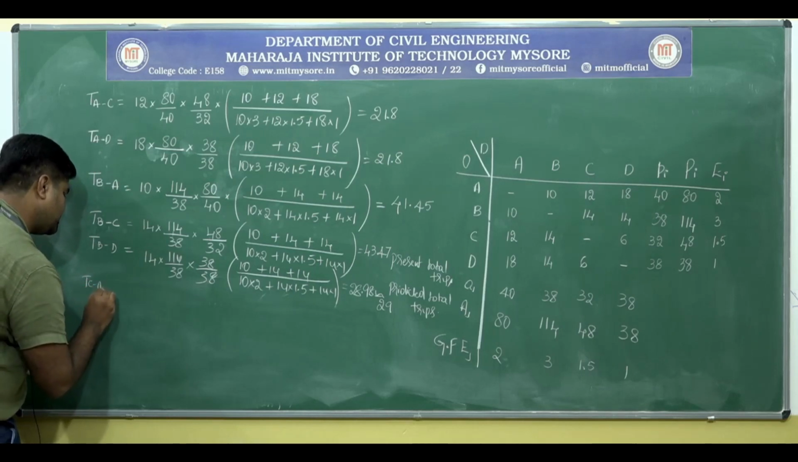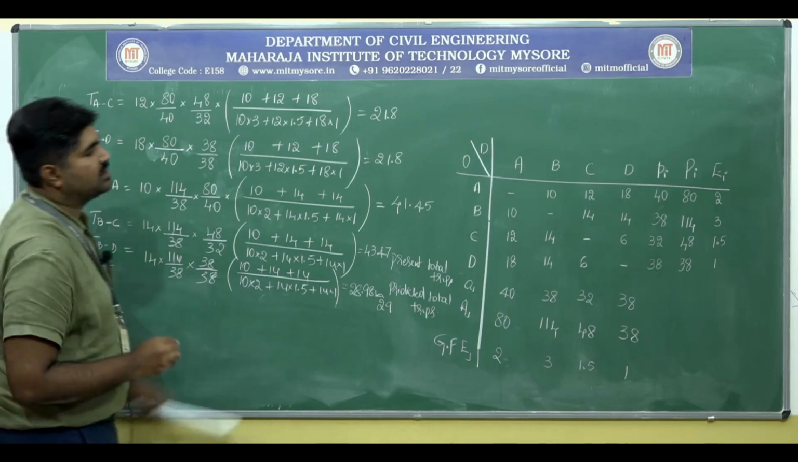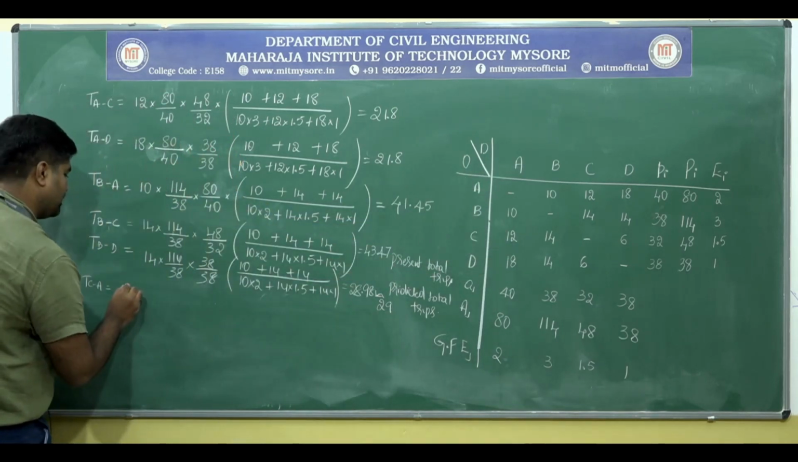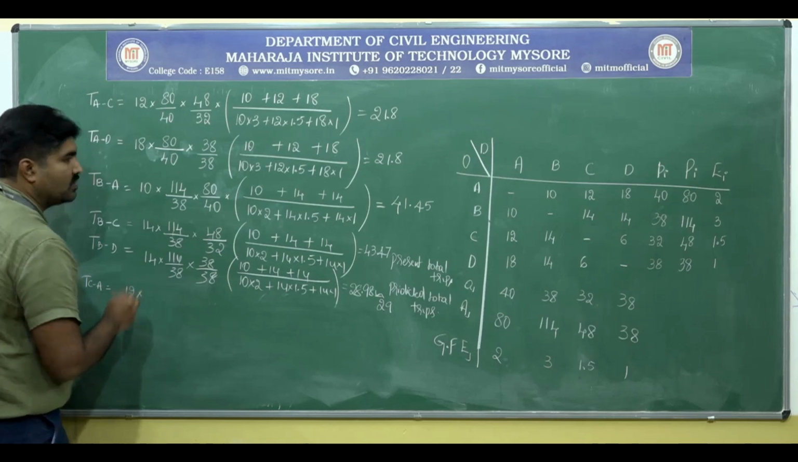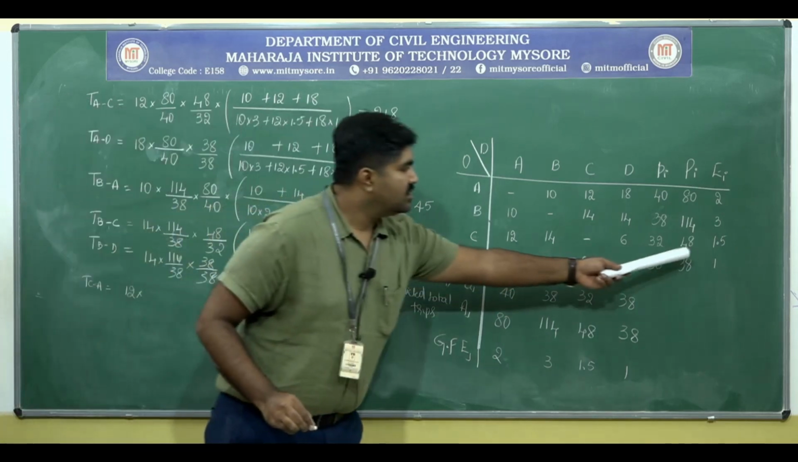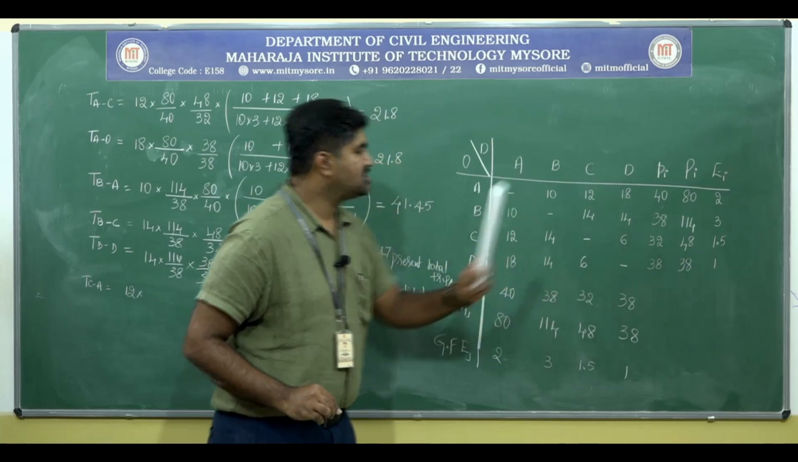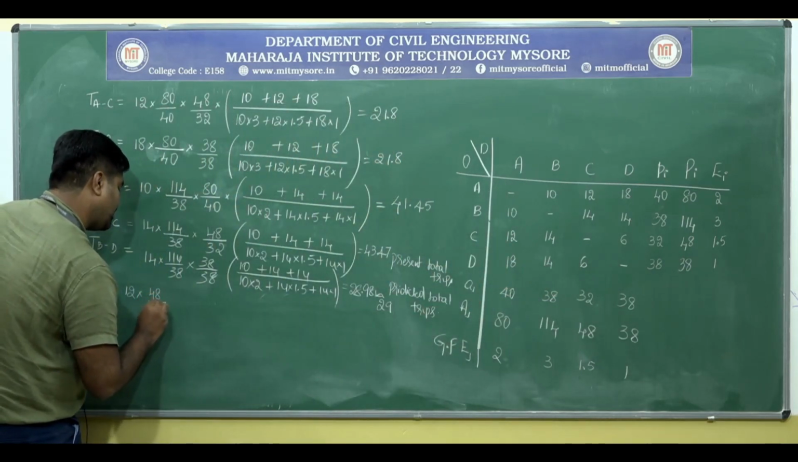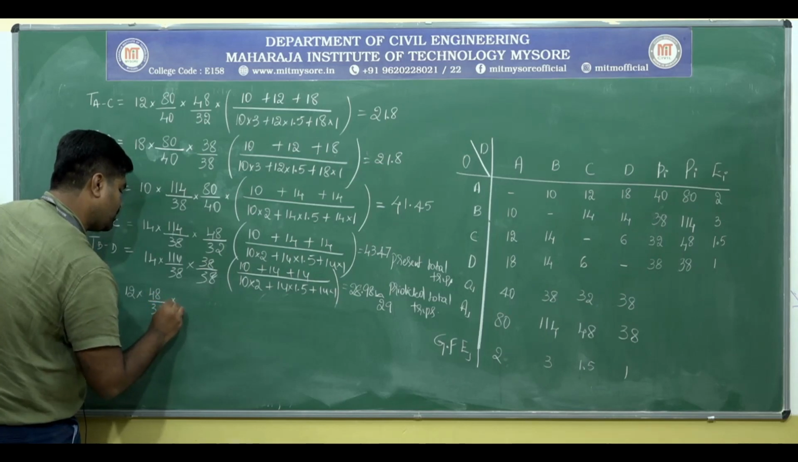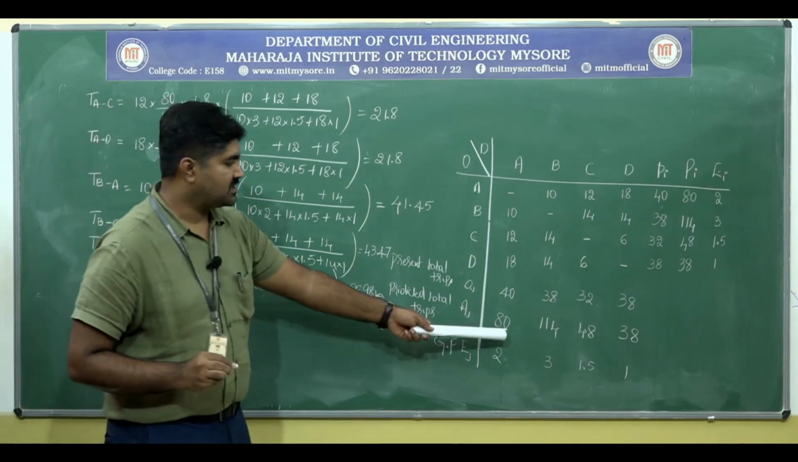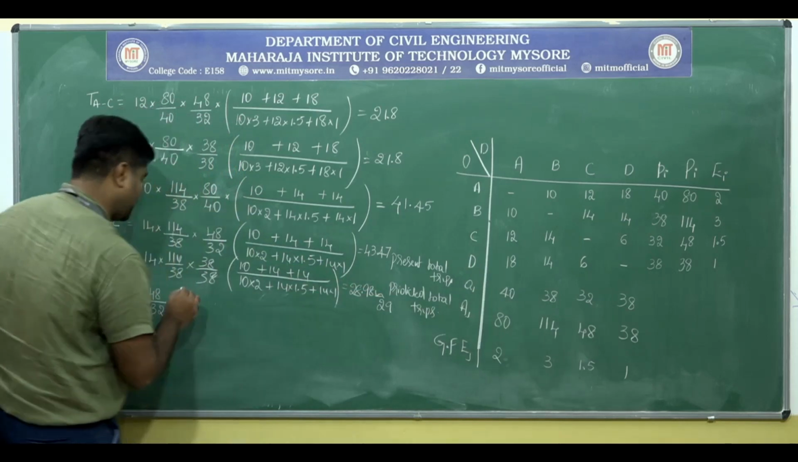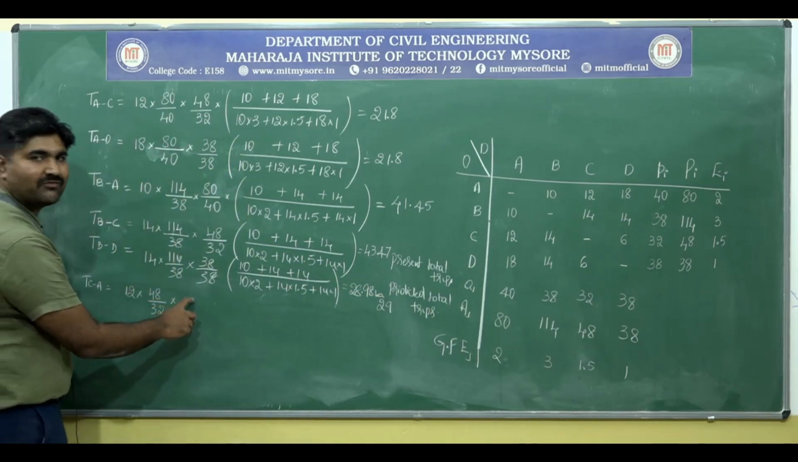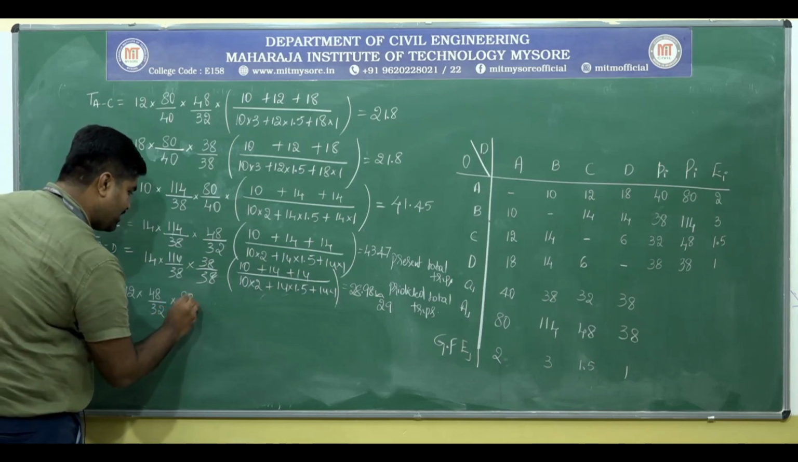Trips between C to A. C to A, that is 12. 12 into, okay, this is the capital PA now, this is the small pa, 48 divided by 32. And this is the attraction, capital AJ, small aj, 80 by 40. See, it is attracting towards the J, so we should take that attraction factor, 80 by 40.